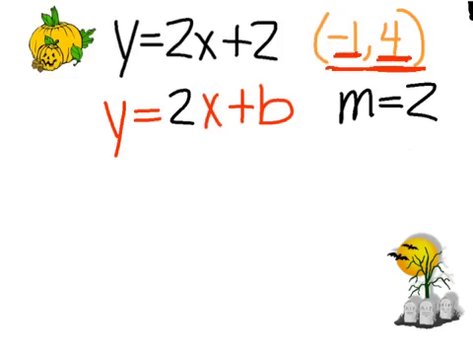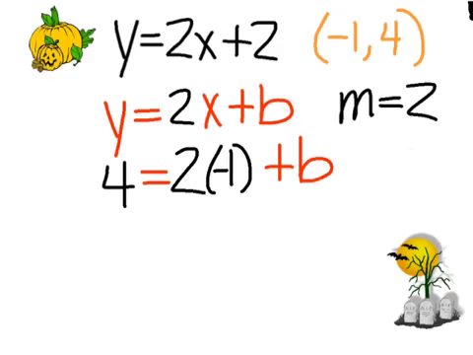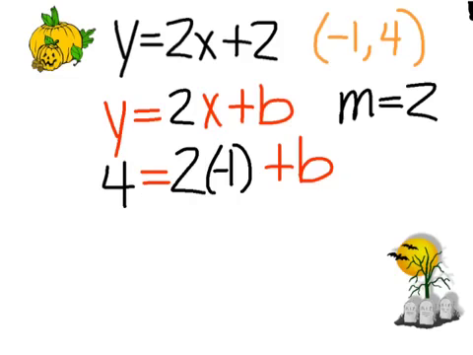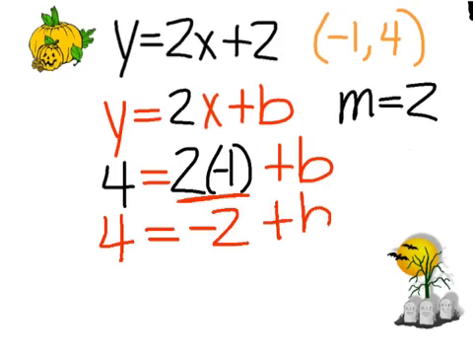Now our x value is negative 1 and our y value is 4. So we plug in 4 for y and negative 1 for x, and we get these numbers from our point. Okay, so now we just need to solve this equation. First thing we want to do is multiply 2 and negative 1. On the left we'll have 4, and on the right 2 times negative 1 is what? So we'll have negative 2 plus b.